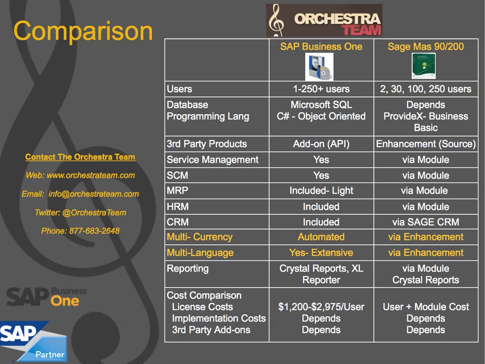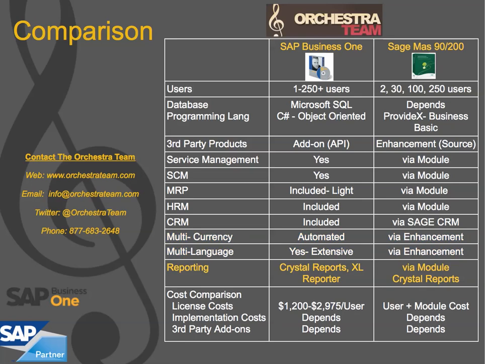The multi-currency capability is automated, automatically adjusts and posts to your general ledger account, for example. Sage Mass 90 and 200 have this functionality available via third-party enhancements. Again, you're editing the source code, so be careful. SAP Business One version 8.8 has included Crystal reports. Sage Mass 90 and 200 with the initial library module, you do get Crystal reports as well.